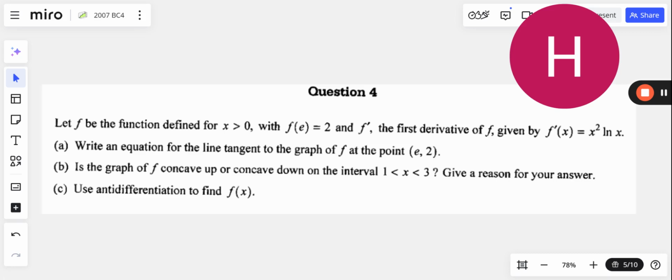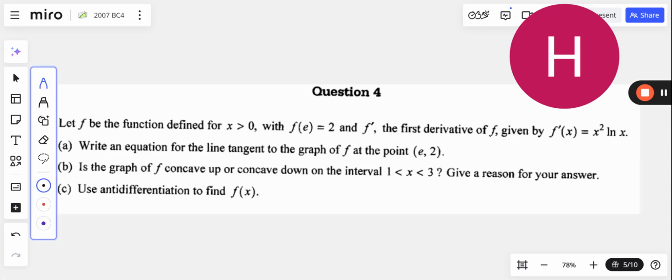I'm just a voice speaking knowledge to you, working you through the AP Calculus exam to get you prepared for it. Today we're looking at a question from 2007, a bit more modern times. And this is from the BC exam, question 4.